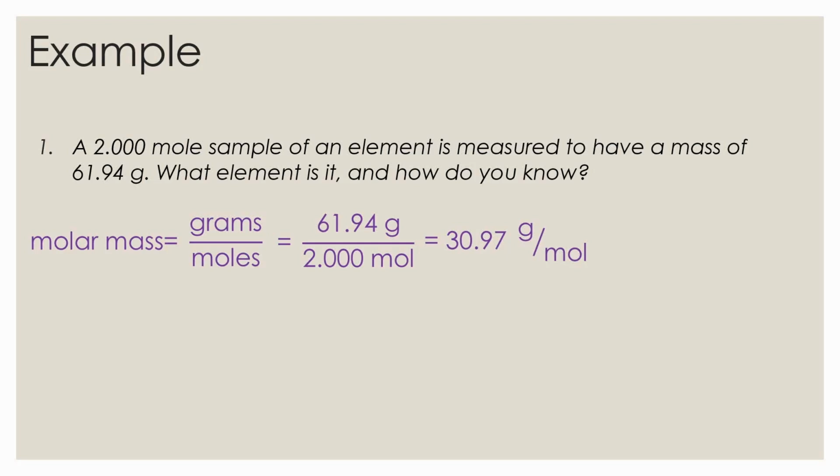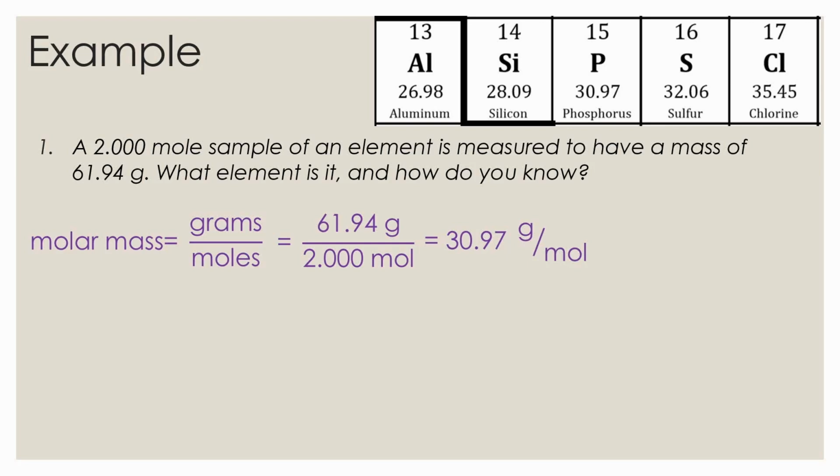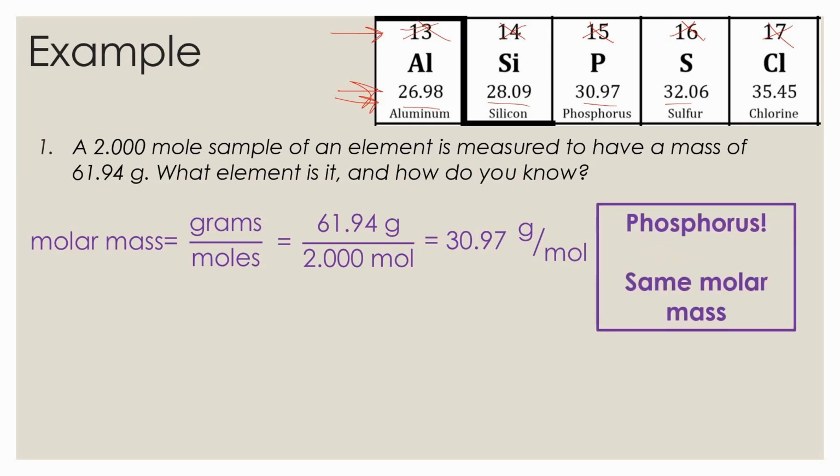So now we just need to look at our periodic table, look at the things that have masses around 30.97. Remember, the molar mass is the decimal at the bottom, not the whole number at the top. We're not looking at these. We are looking at the masses down here. So the closest ones are aluminum, which is a little under 27, silicon, a little over 28, and phosphorus, which is on the nose, 30.97. It's the only one that's close. The next closest one is sulfur. It jumps up to 32. So that tells us that we must be looking at a sample of phosphorus because it has the exact same molar mass.